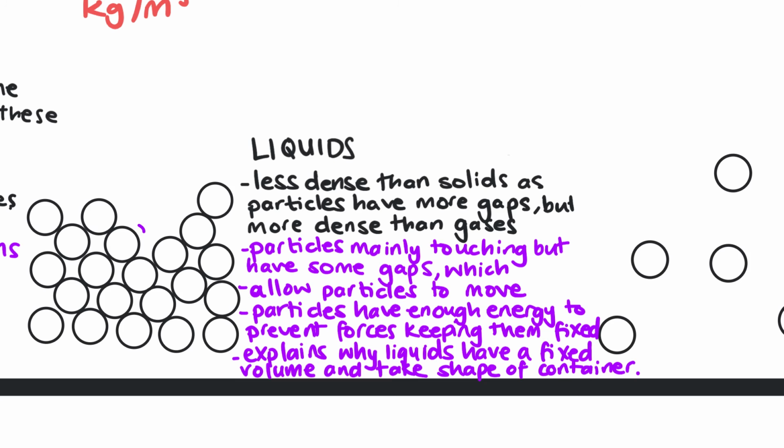They still vibrate, so there'll still be little wiggle lines on the diagram to show that they're moving around, but they can actually move past each other because of these gaps in between them. They also have enough energy to prevent these forces from keeping them in those fixed rigid positions like they do in a solid. So for this reason, we see that liquids have a fixed volume, so it will always take up the same amount of space, but the shape of a liquid can change. And it will always take up the shape of whatever container it's in, always starting from the bottom and filling up.